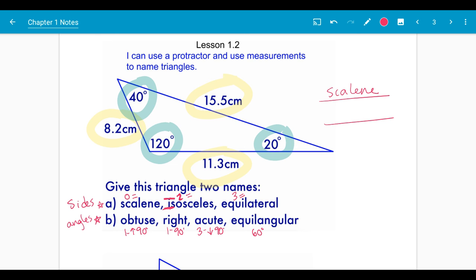That seems like a lot to go through, but hopefully what you'll notice is you're basically just looking, and you might recognize right away that we have this angle right here that's over 90 degrees. So we have 1 over 90 degrees. So this is obtuse. This is a scalene obtuse triangle.